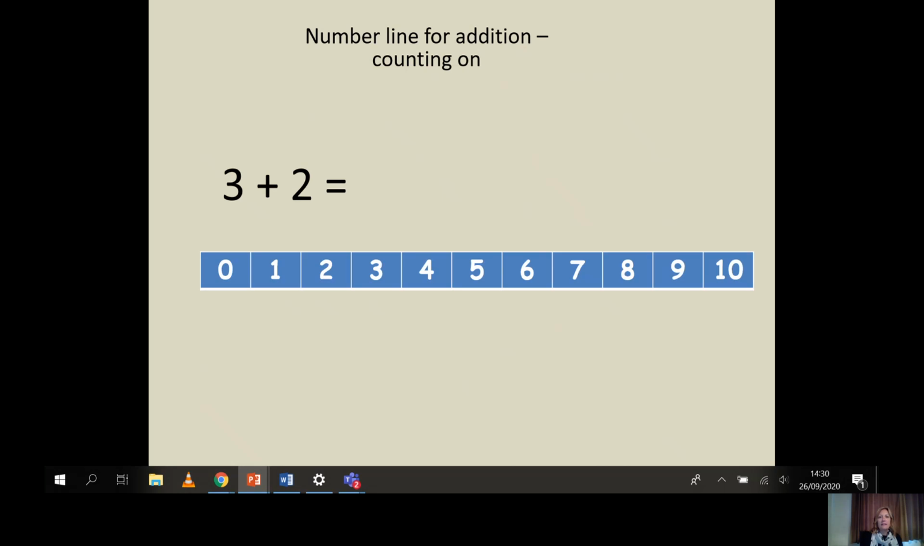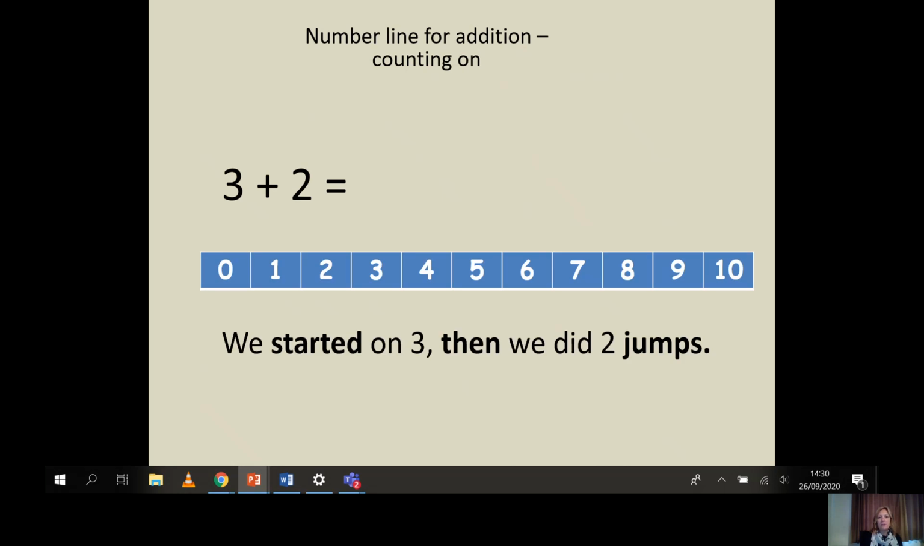So a number line for addition, counting on. Okay, so 3 plus 2. We started on 3, then we did 2 jumps. And this is the way it's explained to children at this age. You start on 3, do 2 jumps, 1, 2.